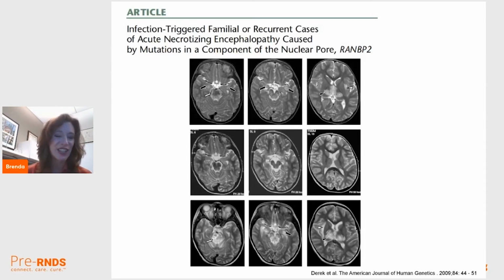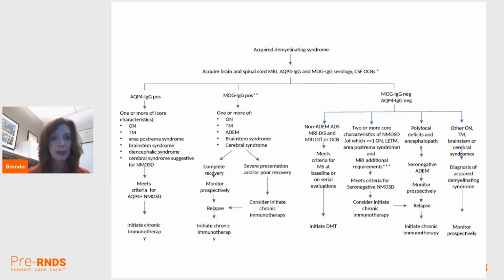And just like everything in medicine, things can continue to get more complicated. This is an image of a patient story where a child presented with a viral triggered ADEM event, who has a mutation in a nuclear pore protein called RANBP2, which predisposes to this severe form of ADEM called acute necrotizing encephalopathy, particularly triggered by, in this case, influenza. Patients with this condition have life-threatening deterioration in the context of viral triggered ADEM.